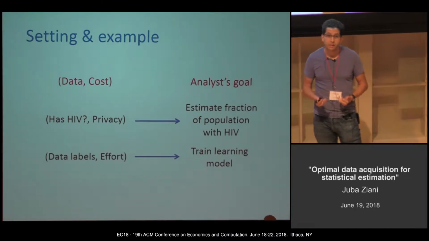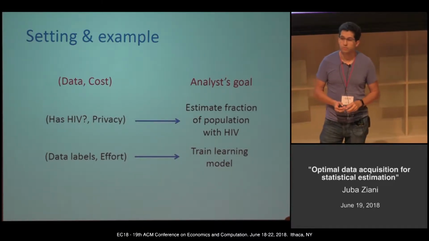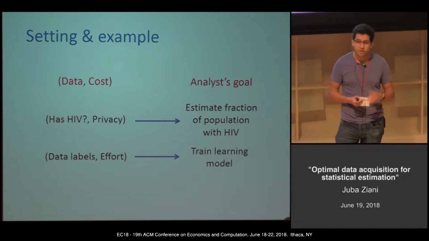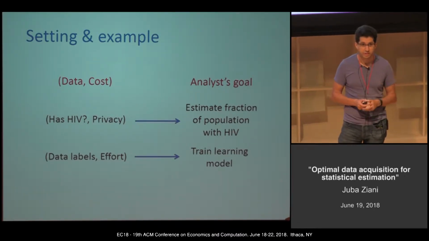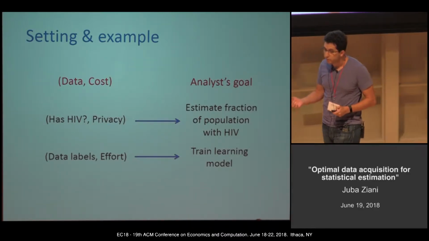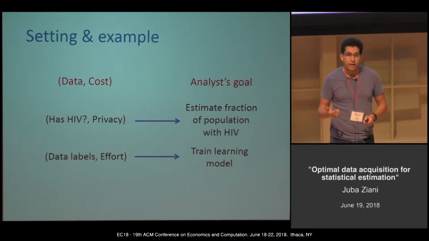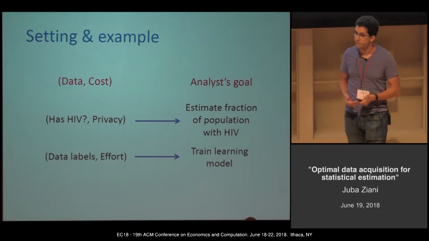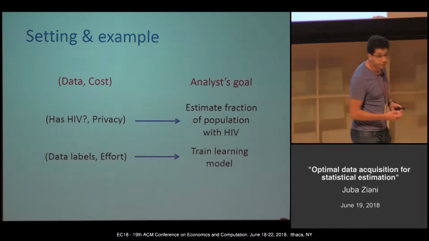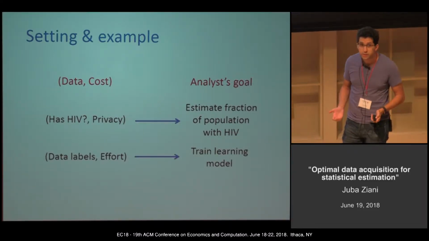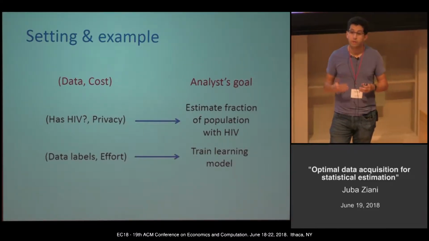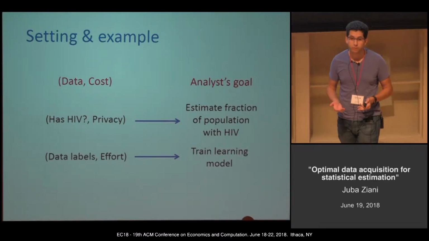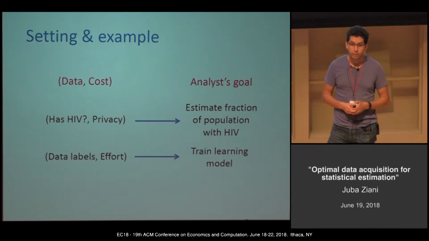An example of such a setting could be that the analyst wants to estimate the prevalence of a disease in a population, so he wants to know what fraction of a given population has, let's say, HIV. And the way he's going to do so is the analyst is going to ask individuals in the population to report whether they have HIV or not. So obviously that's very sensitive information, and people are going to incur a privacy cost for telling you whether they have HIV. And the analyst should compensate people for their privacy losses.